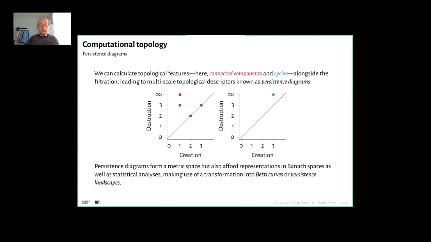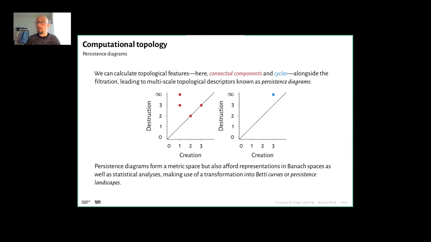Now, this gives us a way to calculate topological features. And again, I can only briefly allude to this, because otherwise this would be a completely different talk. We would have to discuss persistent homology. But alongside a filtration, we can calculate topological features, that is, in our case, connected components and cycles. And this will then lead to multi-scale topological descriptors, also known as persistence diagrams. And these persistence diagrams tell us how the connected components and cycles of the graph change with respect to the sub-level set filtration parameter that we pick.